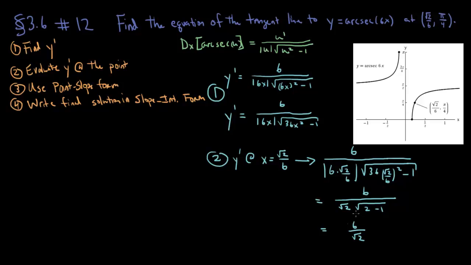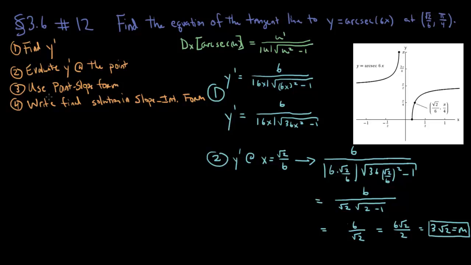So what we get here is 6 over the square root of 2. Now, of course, that's not in proper form. It has a radical on the denominator. So we want to rationalize the denominator. And so we can say that this is equal to what? 6 square roots of 2 over 2 by rationalizing the denominator, which gives us 3 square roots of 2. So that is our slope. 3 square roots of 2. That's the slope of the tangent line at that point right there.